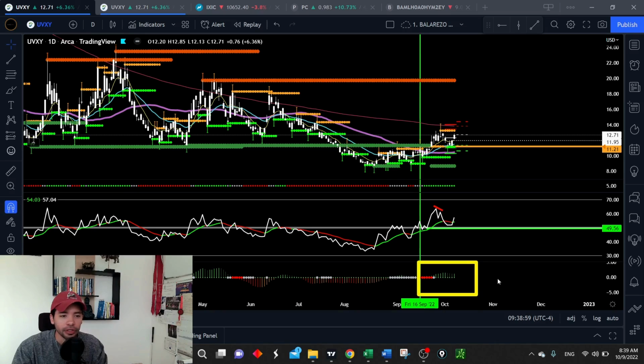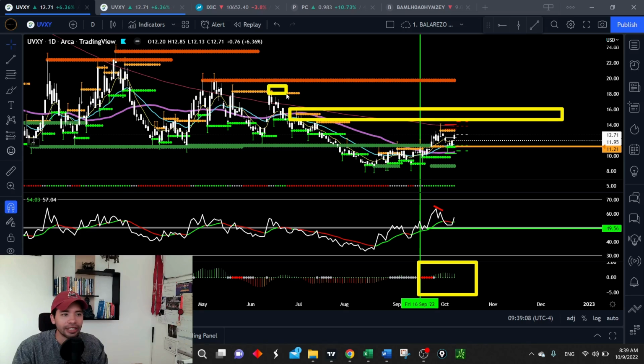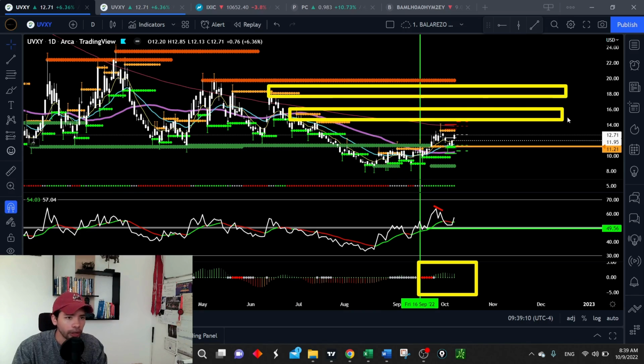Why? Because we have this squeeze that is firing. We have a pretty nice bullish setup. And I think that we might actually test at least these highs right here, right? I think that we're probably going to run somewhere around 16, somewhere around 18. Of course, we have to take it day by day, but that's what this is actually setting up to.